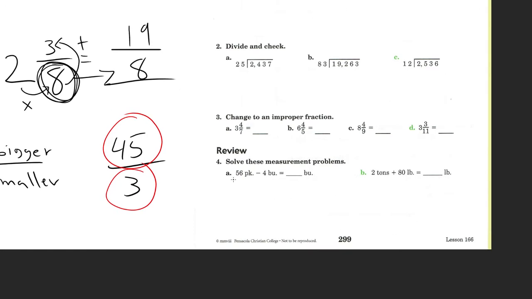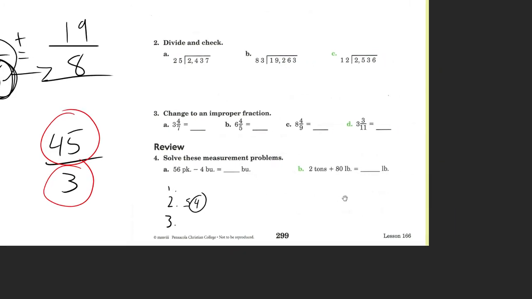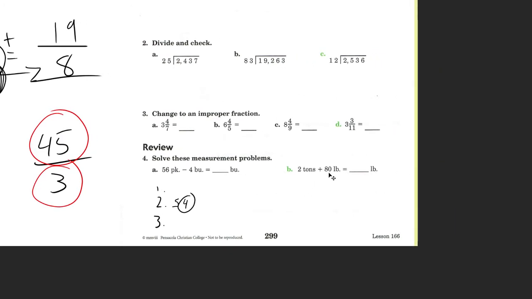Solve these measurement problems. So 1, 2, 3 steps. Special number. How many pecks are in a bushel? There are 4 pecks. So our special number is 4. Okay. Alrighty. 2 tons plus 80 pounds equals how many pounds? 1, 2, 3 steps again.